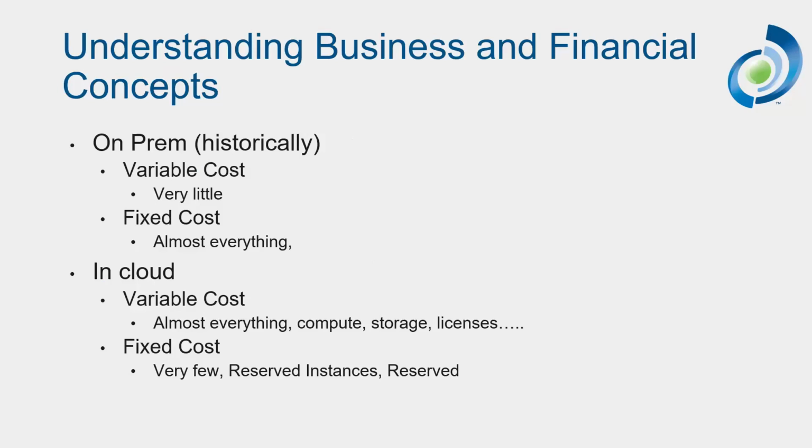Our variable cost is almost everything that we do, including compute, storage, and licenses, and when we're in the cloud, our fixed costs are very few. There are some things we can do, like pre-purchase compute in a reserved instance, and so we can get a little bit of a fixed cost. But really, when you're in the cloud, you think of everything as variable, and you pay as you go. So that's the reason we moved there.